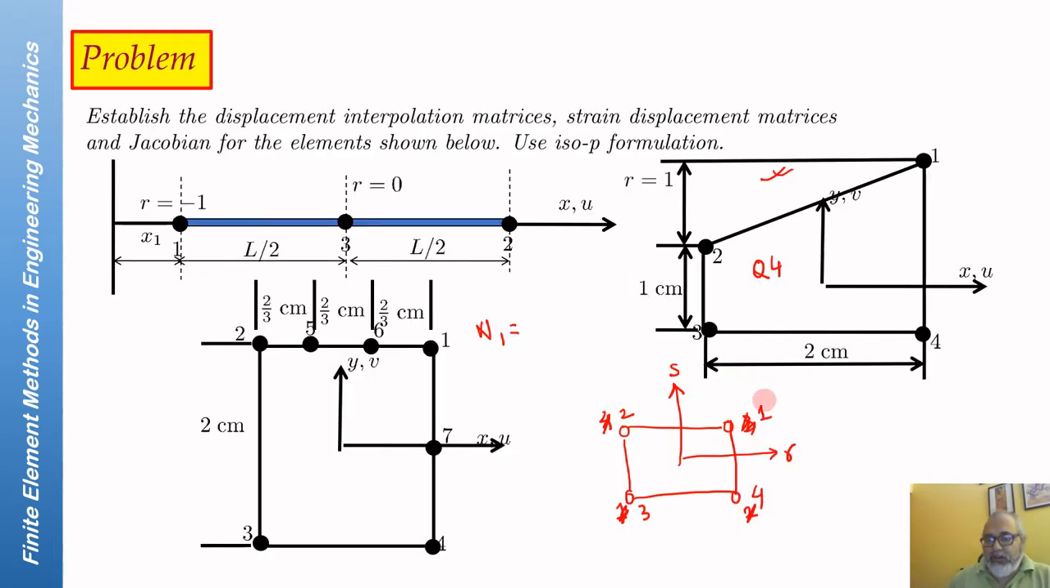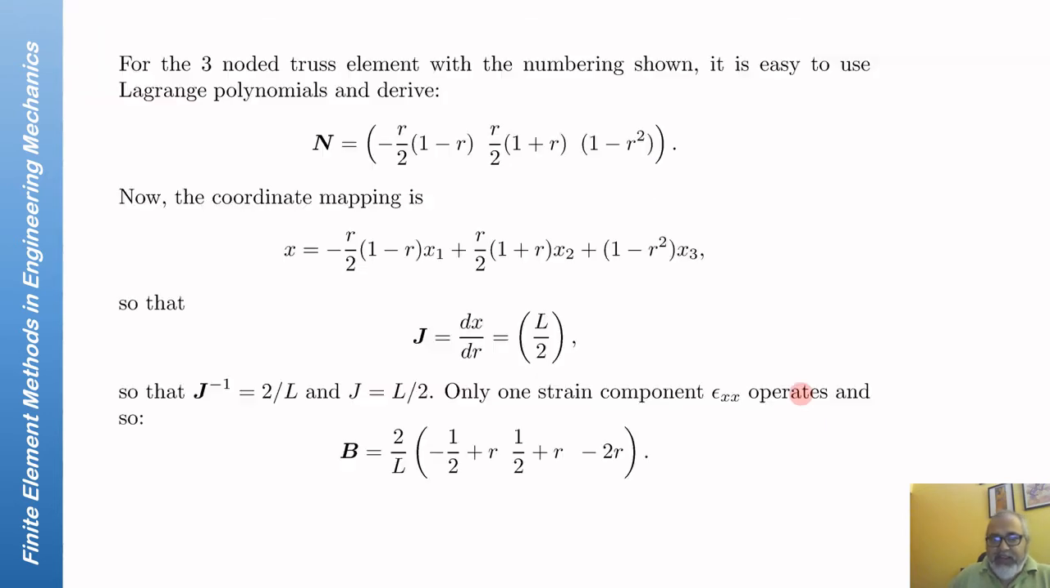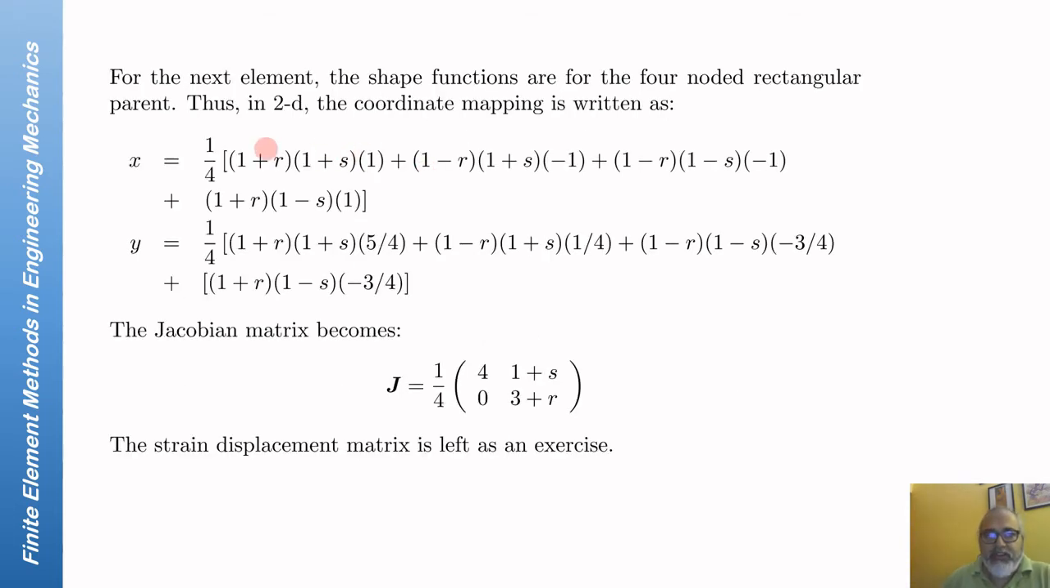I'll now change the ordering. So doing that, I will write down the mapping from X, Y to RS, and these are going to be my shape functions. So this was my n3 earlier, but now it's my n1. Similarly, this was my n4, I think. Now it's n2, and so on.